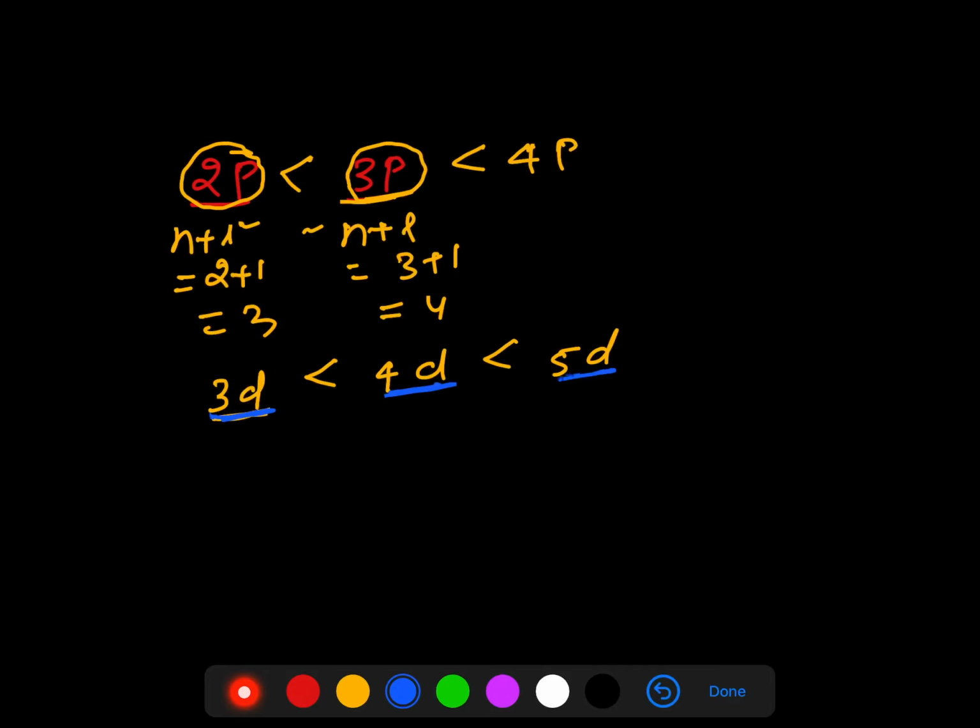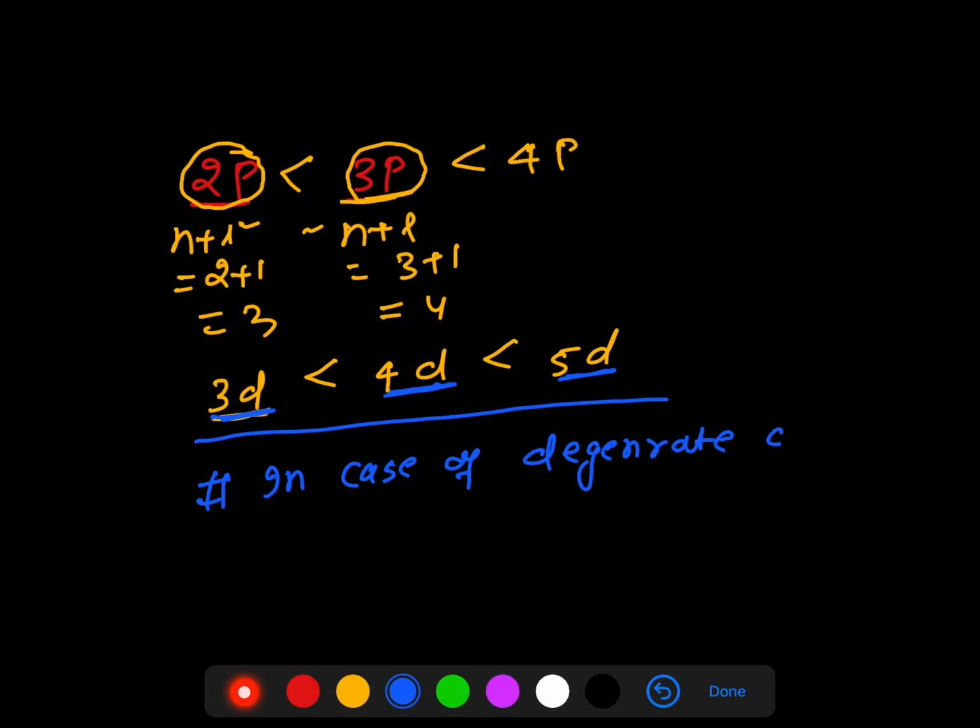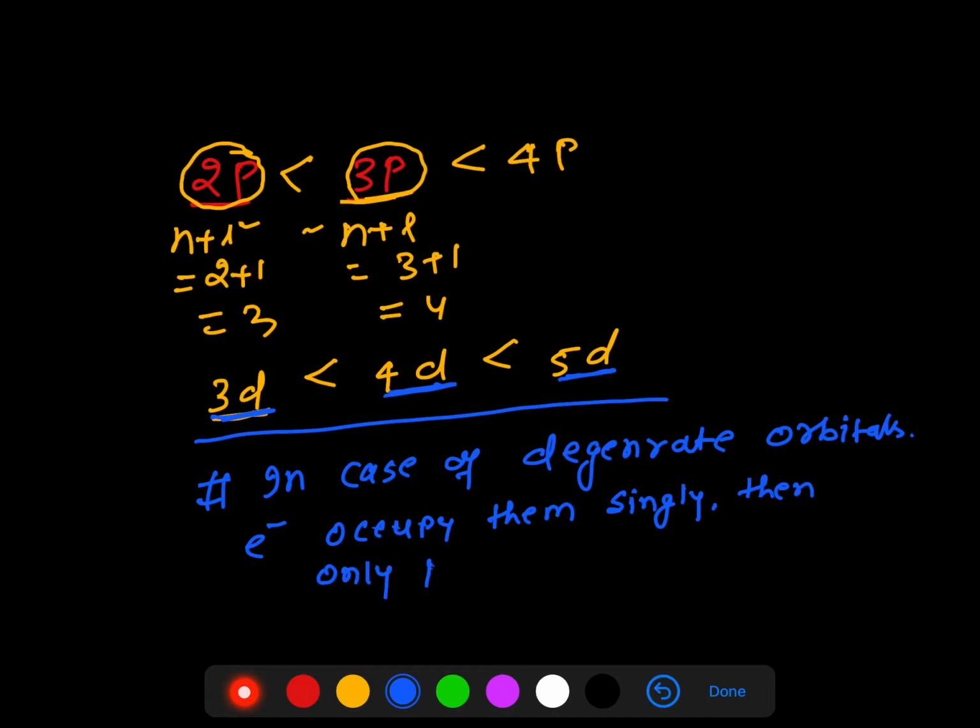Same goes for the f subshell, right? Now, what does Hund's rule deal with? Degenerate orbitals. So, remember that in case of degenerate orbitals, electrons occupy them singly, then only pairing starts. Let's try to understand this statement very carefully.